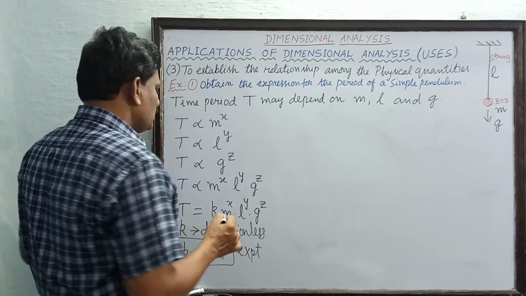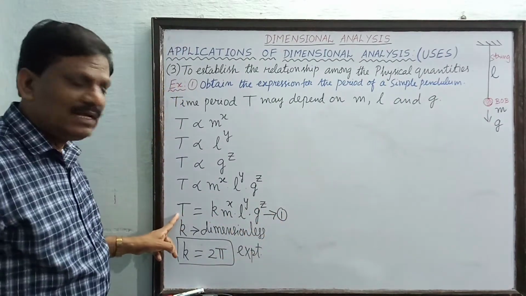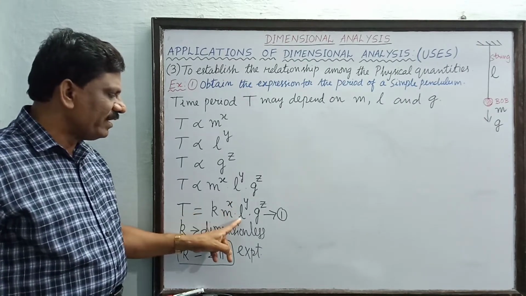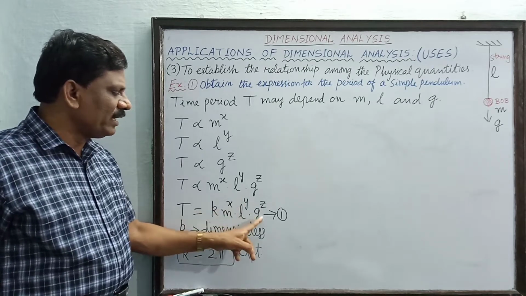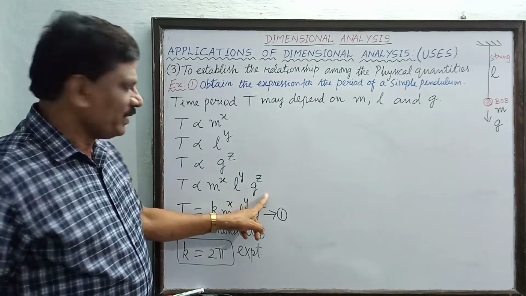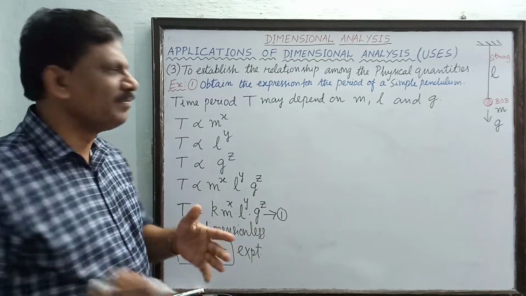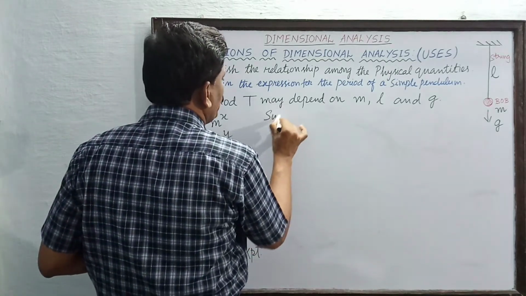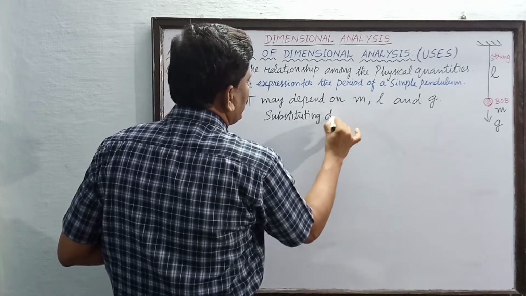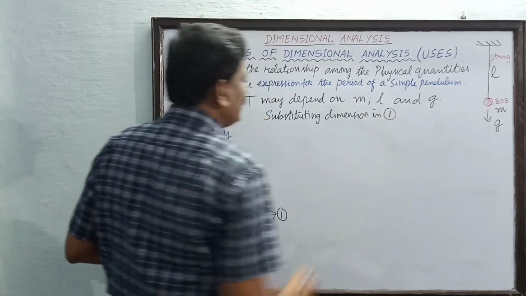Okay. Now you see that this is the first equation which I am going to consider. Capital T is equal to k into m power x, mass raised to the power x, length L raised to the power y, and acceleration due to gravity g raised to the power z. So on both sides of the equation 1, I am going to substitute the dimensional formula. Okay, substituting dimensions in equation 1.